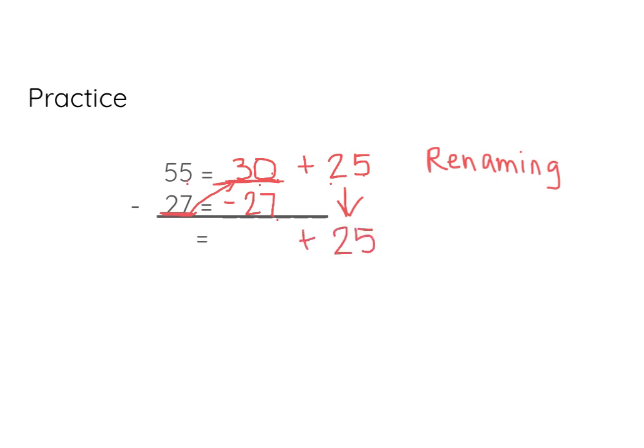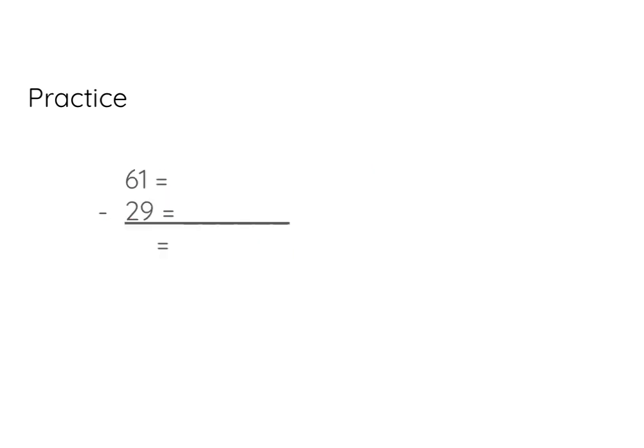bring it down. 30 subtract 27 equals 3 because 7 and 3 are partners. So 25 plus 3 equals 28. Remember to check it. We add our 20 plus our 20 to get 40, and 7 plus 8 equals 15, which goes back to the number we started with. Great job. Okay, solve 61 minus 29 and come back when you're finished.